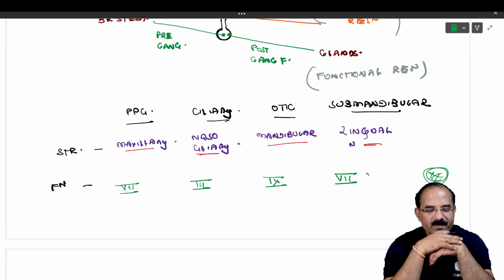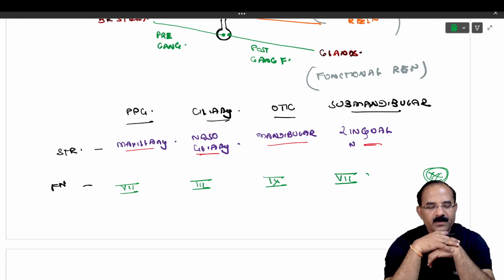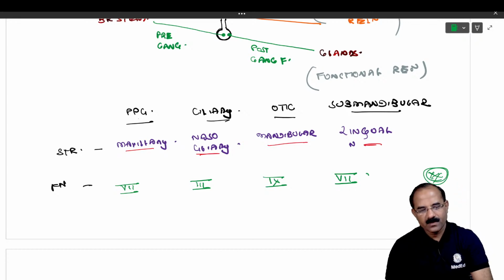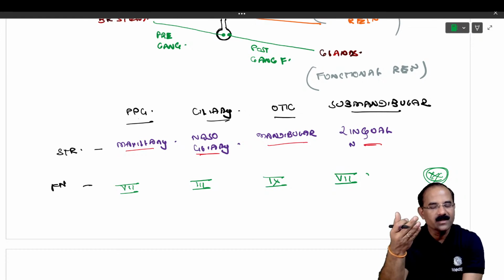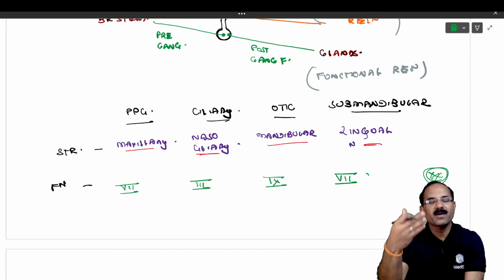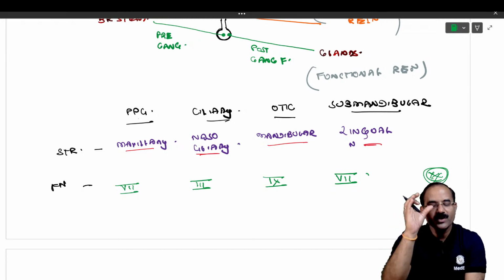बोलो. What does the functional component represent? Any guess? Guess करो ना बच्चों. What does the functional component represent? The nerve supplying the gland. Anything else? Can you think? Yes, you're coming close to the answer. What does the functional component represent?